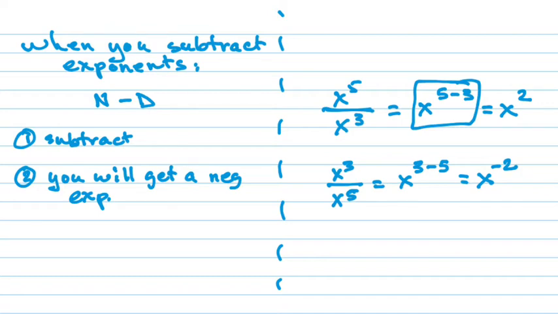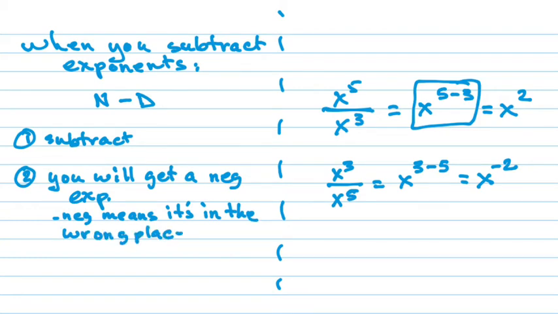It's not done. What that negative is telling you is that it's in the wrong place. Okay. So it's telling you that if it's in the numerator, it should be in the denominator. If it's negative in the denominator, it should be in the numerator. Okay? So what that negative is telling you is that it's in the wrong place.